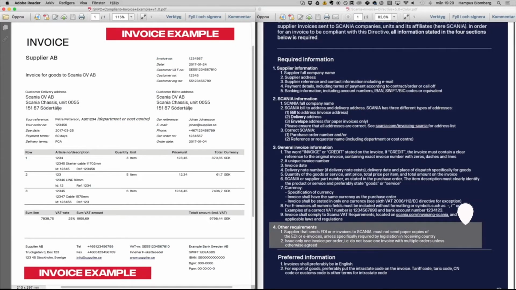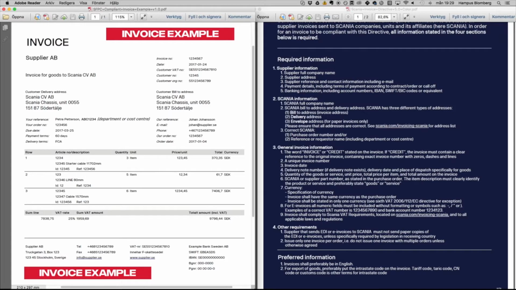Finally, use only one invoice type for every invoice. For example, don't send an e-invoice and a paper copy of the same invoice, and only include one order per invoice. To summarize, the information in the Invoice Directive is required for Scania to process the invoice. If incorrect, the invoice may be rejected to the sender.